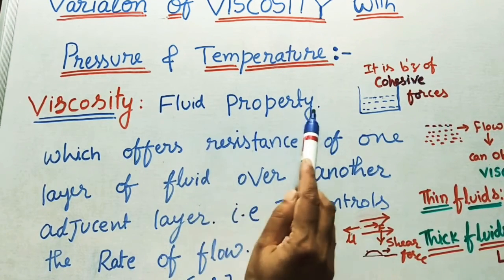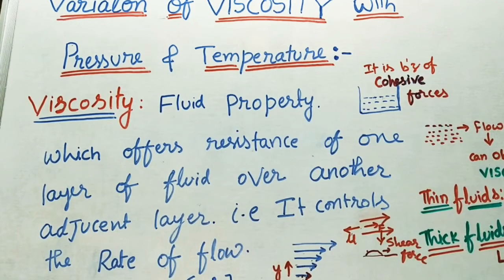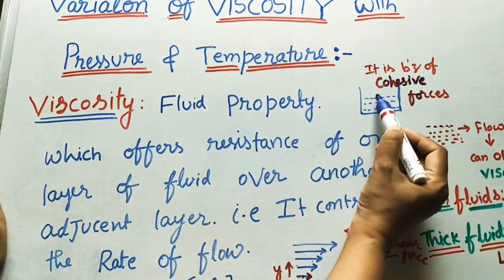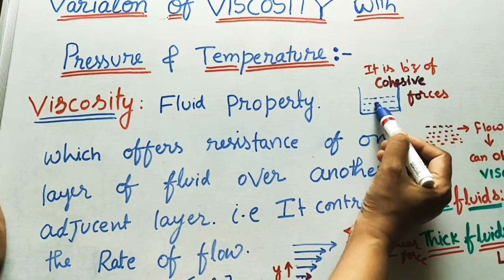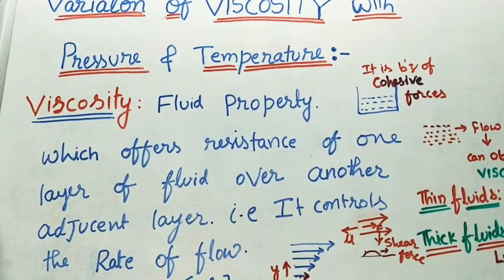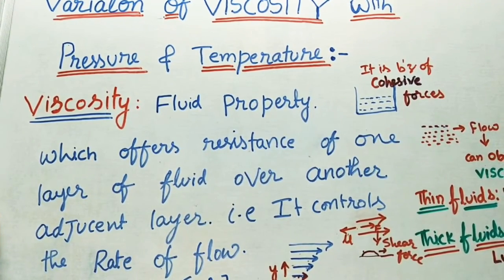Viscosity means it is a fluid property. So this property will occur because of the cohesive forces in the liquid. Cohesive forces means, take in one container some liquid. The attraction between two molecules or two particles is called cohesive force. So this viscosity will occur because of cohesive forces.